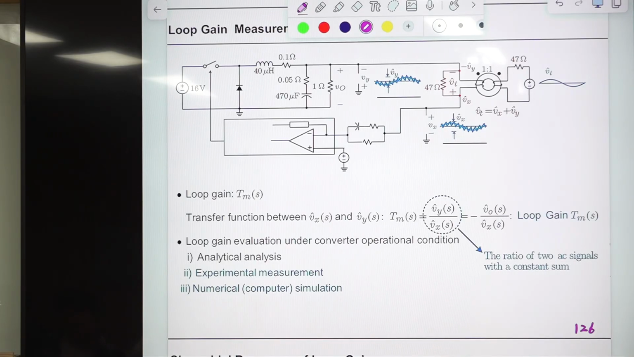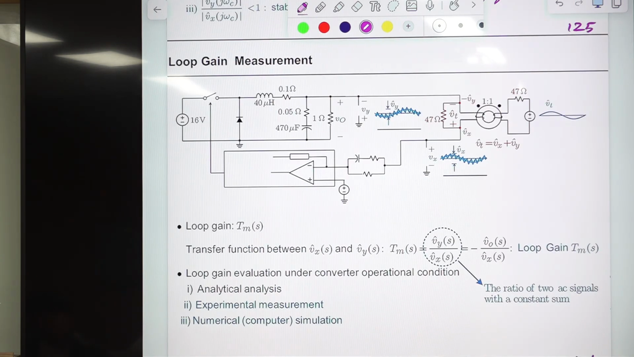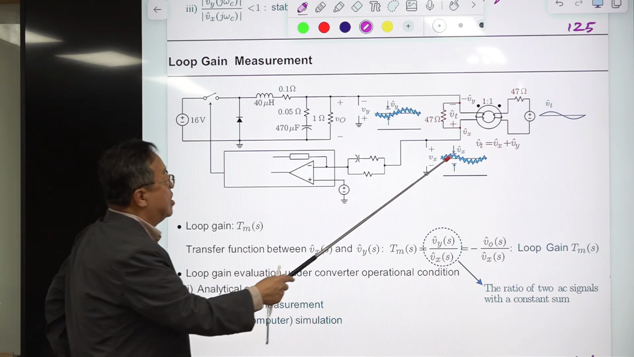This is the second session of this lecture. In this part of the lecture, I'd like to discuss the measurement of this loop gain. That was explained conceptually in the previous session, but hardware measurement is something like this.